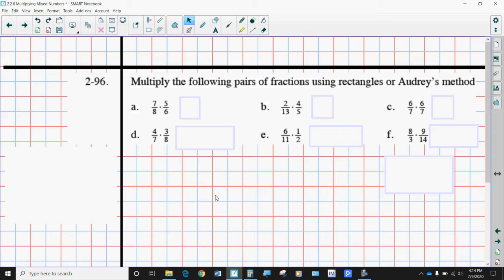Okay. Let's see what we got. 7 over 8 times 5 over 6. So 7 times 5 is 35. 8 times 6 is 48. I don't believe that can be simplified at all.